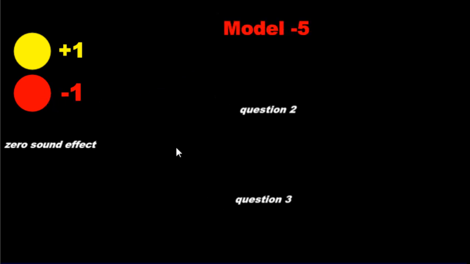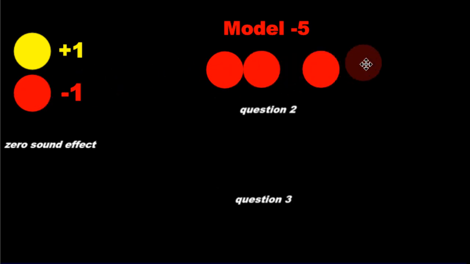Question 1. How do you model -5? I'm not going to say "minus 5" or "subtract 5." This is -5 because the minus sign is hooked onto the number, right beside the number. So we say -5. How do we model this number? Well, we take these negative tiles and we go 1, 2, 3, 4, 5.